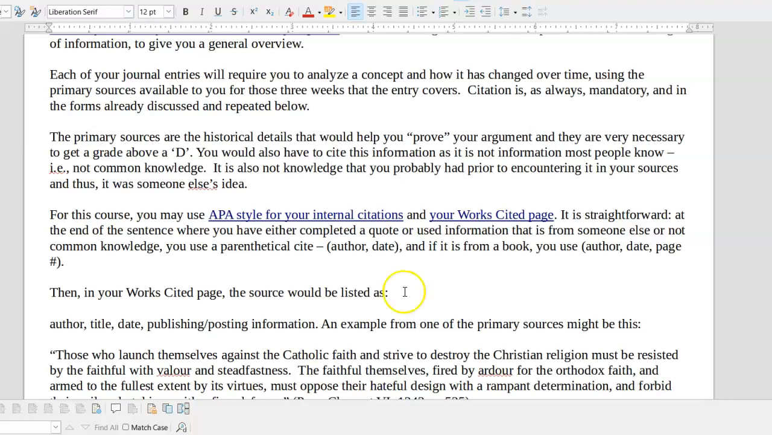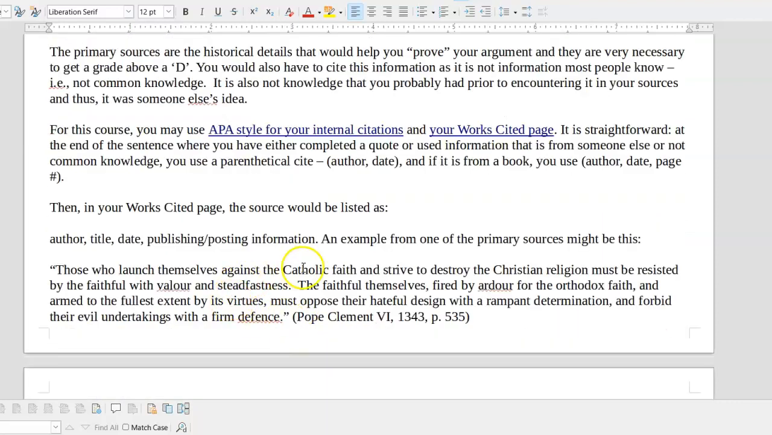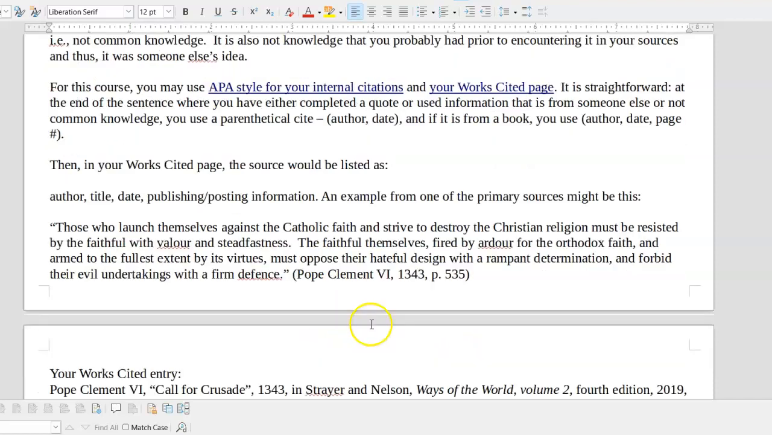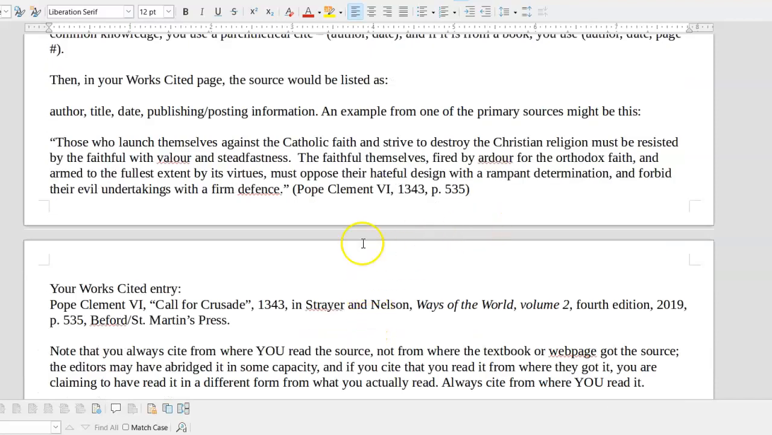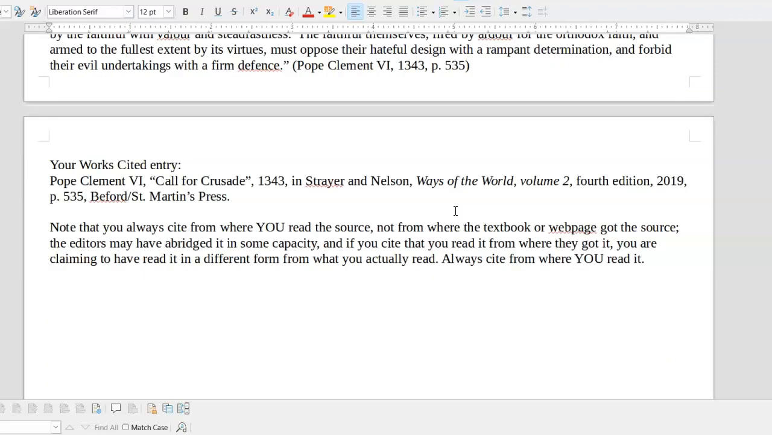All right, once again, I have given you examples of how to cite. Here's your internal citation. This would be a primary source citation from a piece written by Pope Clement VI, him, the date, and because it was a published document, the page that it was on, right?